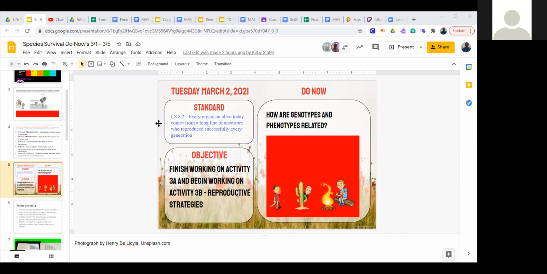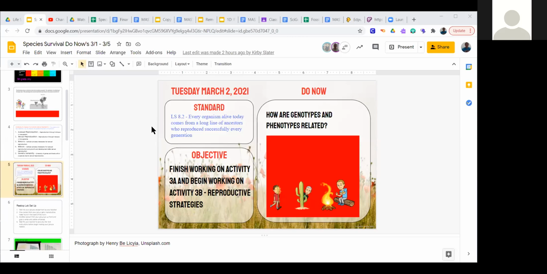So today we're still studying everything Life Science 8.2. Every organism alive today comes from a long line of ancestors who reproduce successfully every generation. You're supposed to finish the Reebop lab today. So have you started that yet?